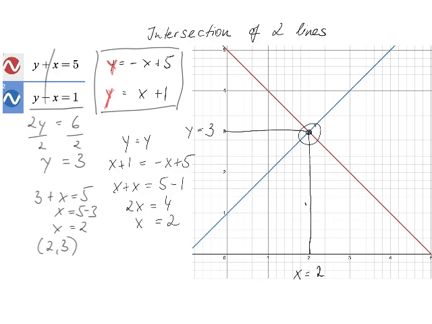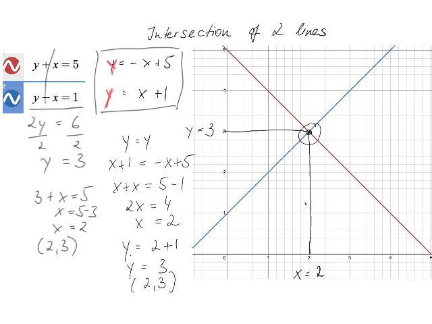I still need to find my y, obviously. So I just put the x into one of the equations. We say y equals 2 plus 1, so y equals 3. And again, I found the point (2, 3).